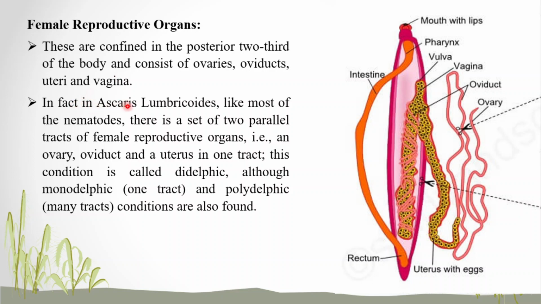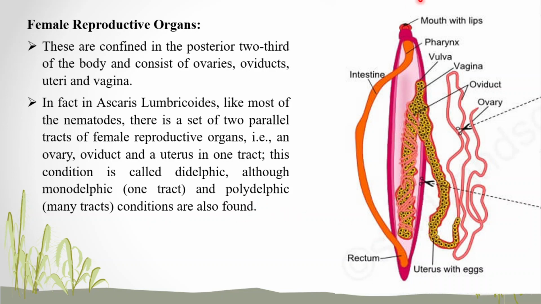In Ascaris lumbricoides, like most of the nematodes, there is a set of two parallel tracts of female reproductive organs, that is, an ovary, oviduct and a uterus in one tract. This condition is called didelphic. When one tract is present, it is called monodelphic. When two tracts are present, it is called didelphic. And polydelphic means more than two tracts are seen. So these conditions are also found.